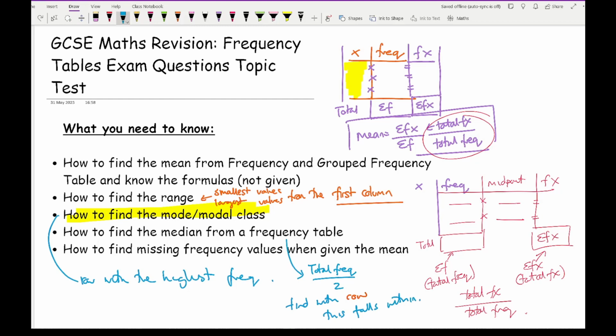And the last one is knowing how to find the missing frequency from a table when you're given the mean. And again, I think this is the last question that we go through on this exam paper. So it's almost like a reverse question.